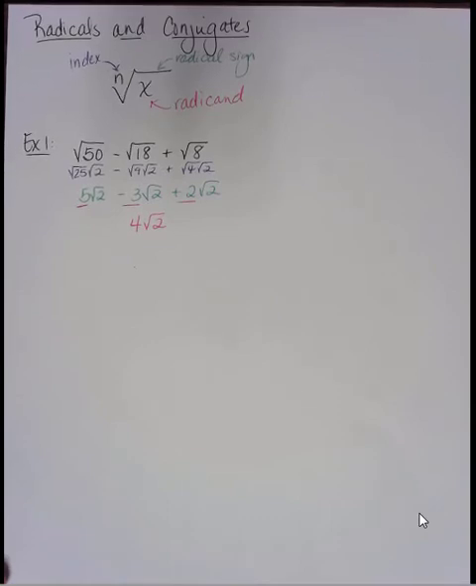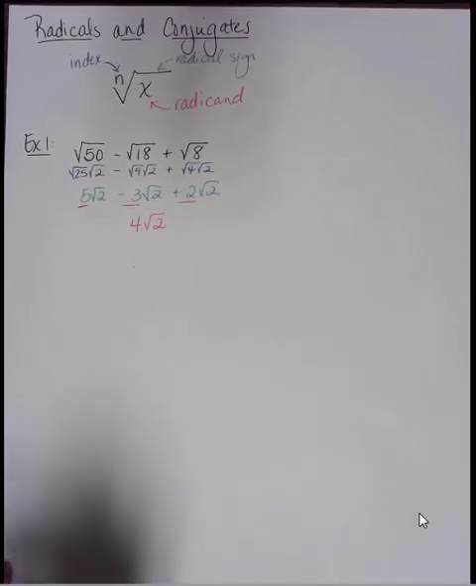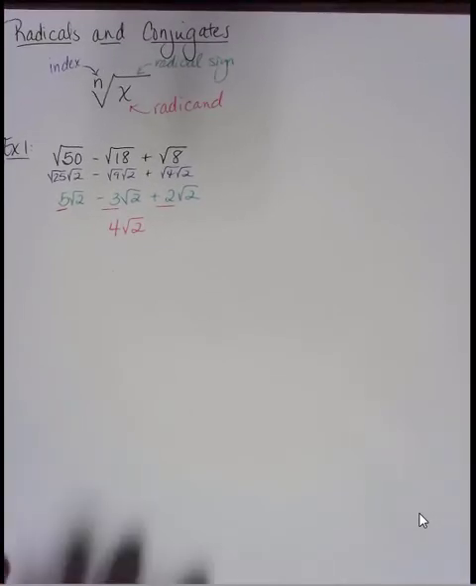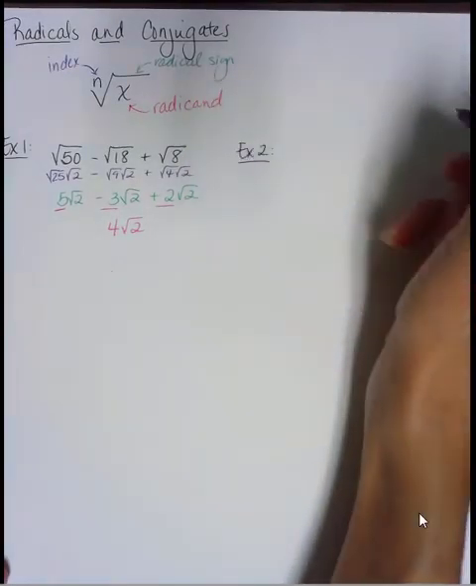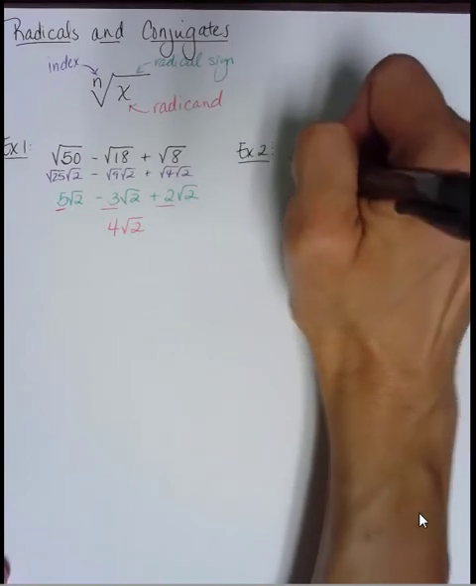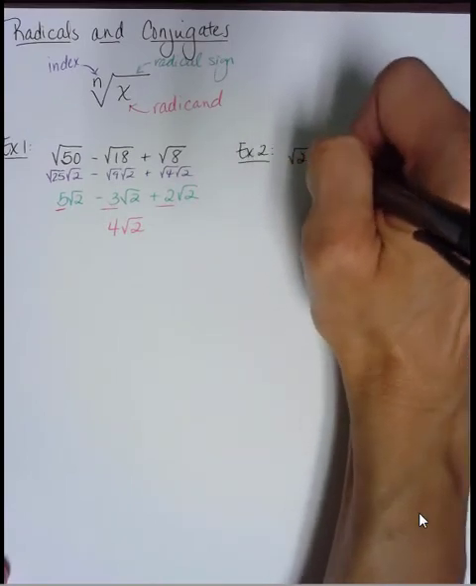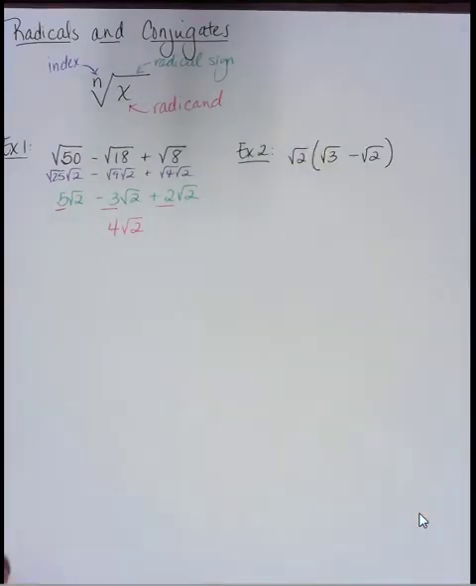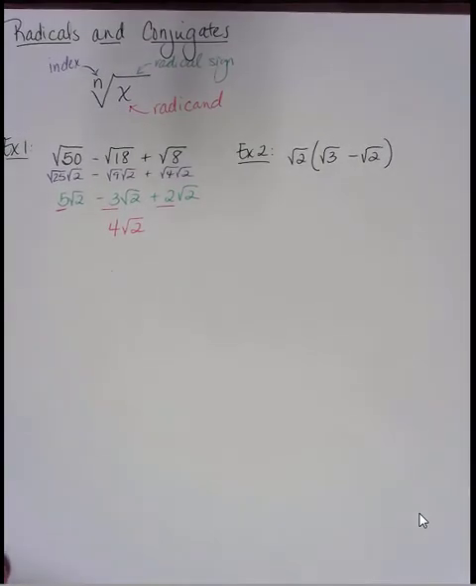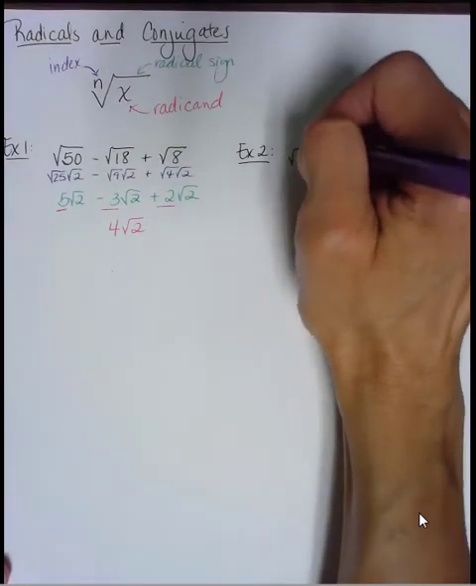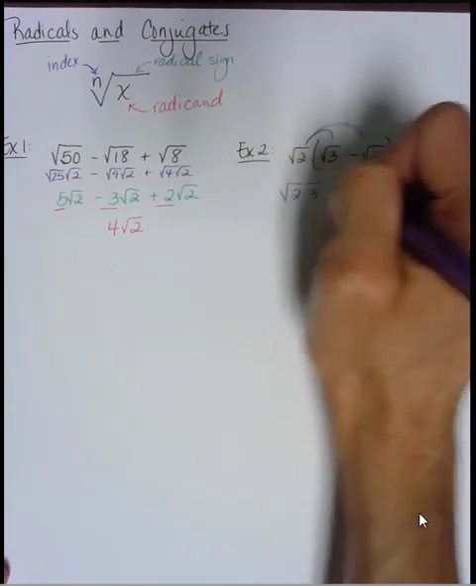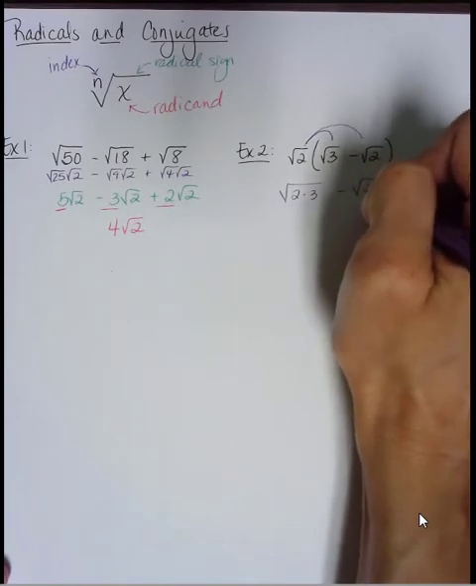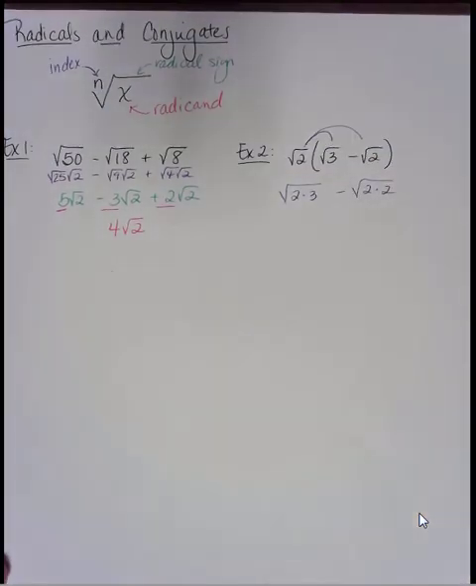Okay, our next example is going to be multiplication of radicals. And again, these should be reviewed. So example 2, we have radical 2 times radical 3 minus radical 2. Okay, so as if we were multiplying polynomials, we're going to use and apply the distributive property. So we have the square root of 2 times 3 minus the square root of 2 times 2. So we multiply what's under the radical.